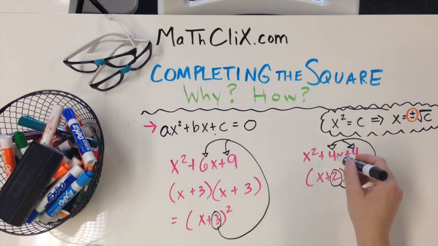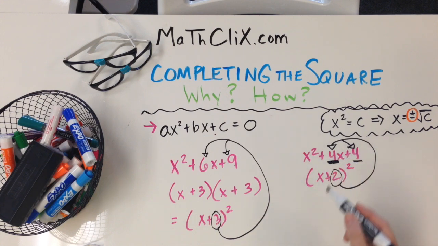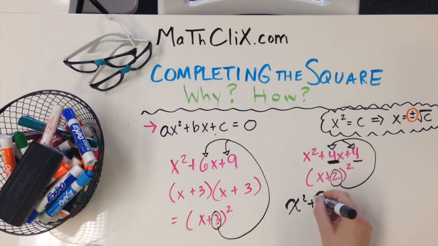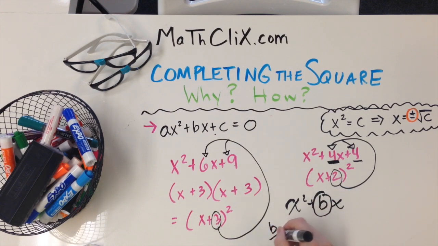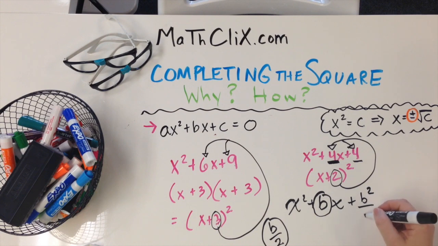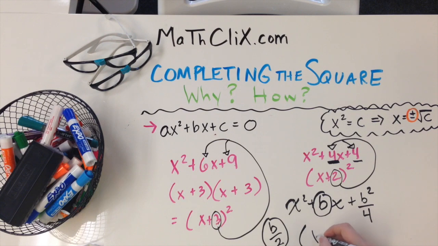But what we're looking at is if you take half of the middle term, so if you have x squared plus bx, and you take half of this middle term, so we'll call that b over 2. That's our magic number. And you square that, b squared over 4, it will always factor into x plus b over 2 all squared. So this is the key that we use to complete the square.